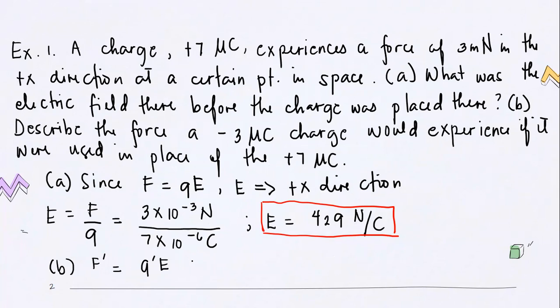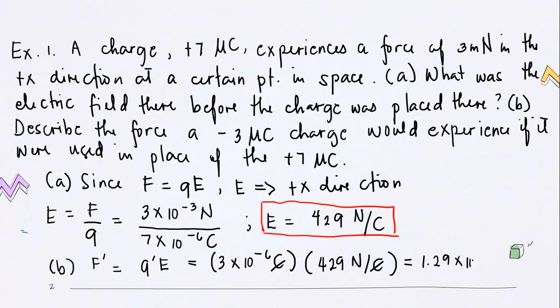Okay. In magnitude, we have F prime is equal to Q prime, which is 3 microcoulomb, no need to indicate the negative sign. Therefore, this one is 3 times 10 to the negative 6 coulomb. And then the electric field, which is 429 newton per coulomb. Okay, cancel the unit. Therefore, this one is equal to 1.29 times 10 to the negative 3 newtons, or that is also equal to 1.29 millinewtons.